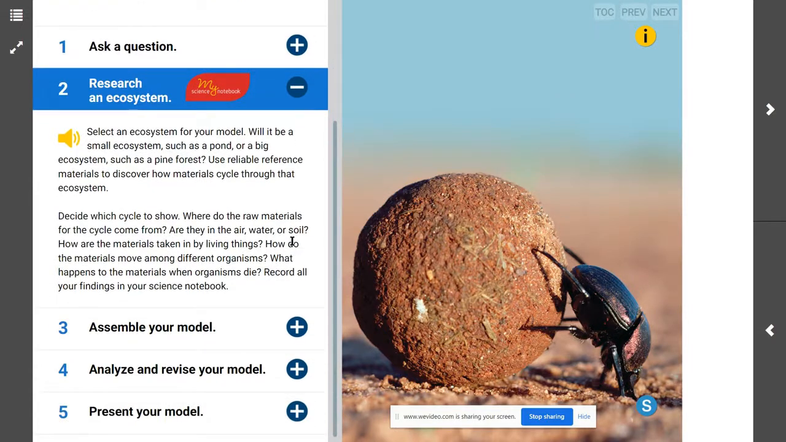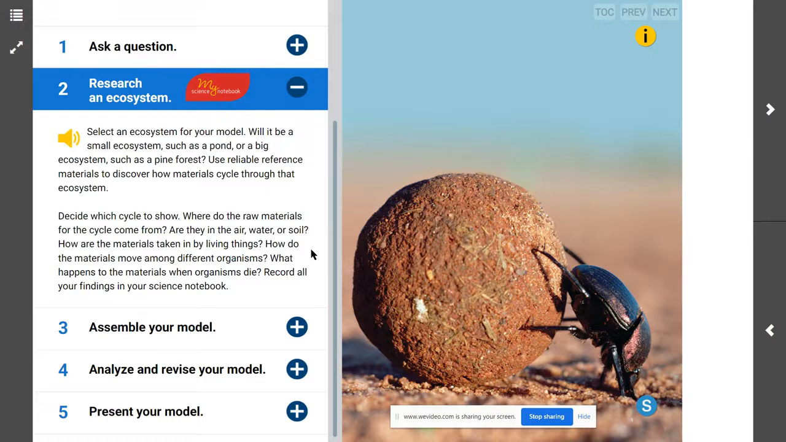Decide which cycle to show. Where do the raw materials for the cycle come from? Are they in the air, water, or soil? How are the materials taken in by living things? How do the materials move among different organisms? What happens to the materials when organisms die? Record all of your findings in your science notebook.